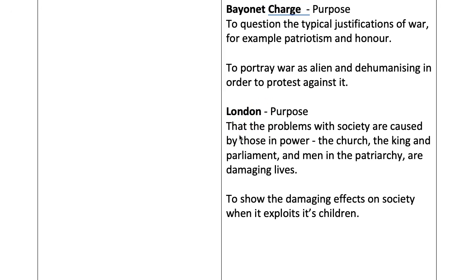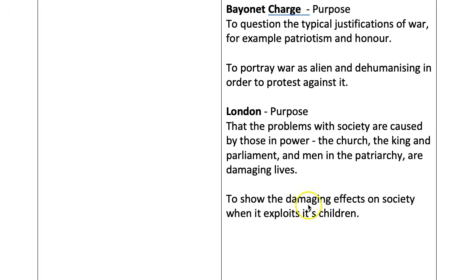So here, London is trying to show that the problems within society are caused by those in power: the church, the king and parliament, and men in the patriarchy are damaging lives. Well, the person in power in Kamikaze is the emperor. It's the emperor who commanded pilots to kill themselves. There's that metaphor about the tuner being the Dark Prince, which I think is, if you like, a reference to the monarchy, a reference to the emperor, and the emperor therefore being dark because he requires sacrifice.